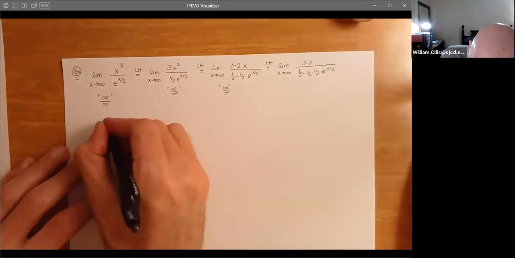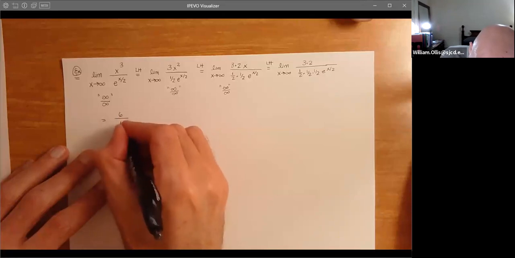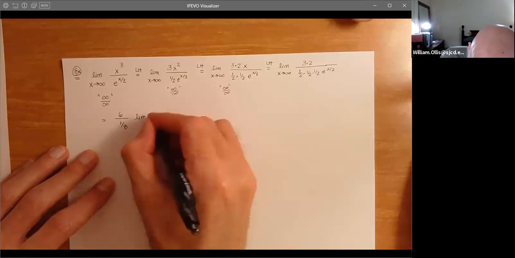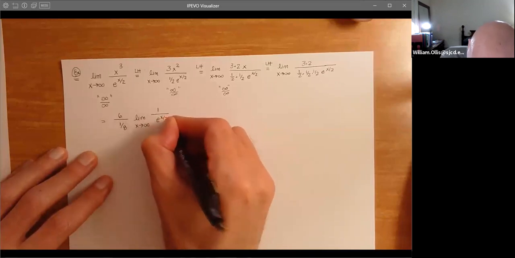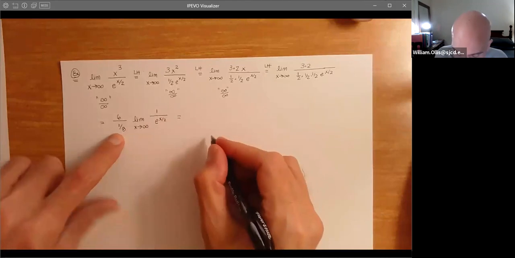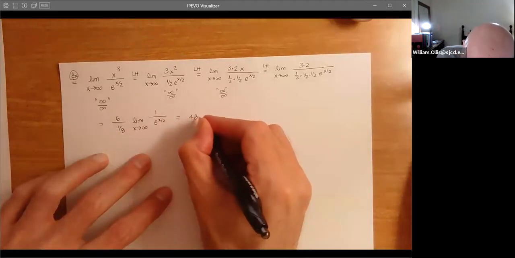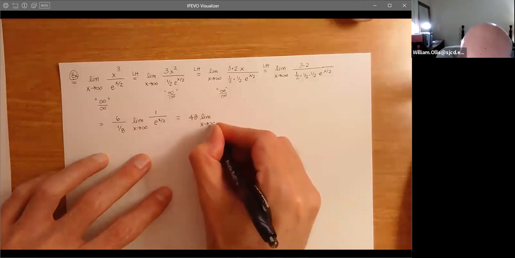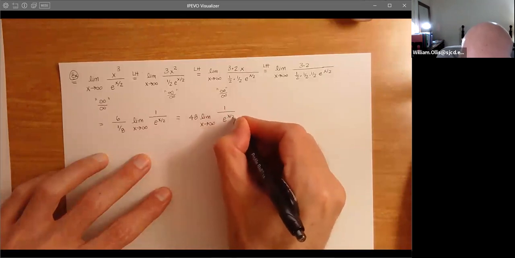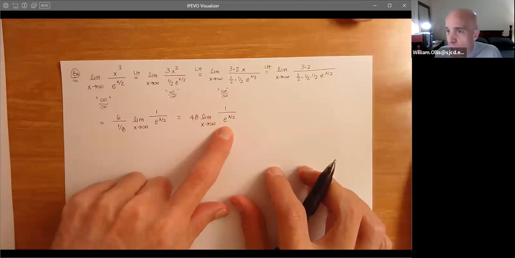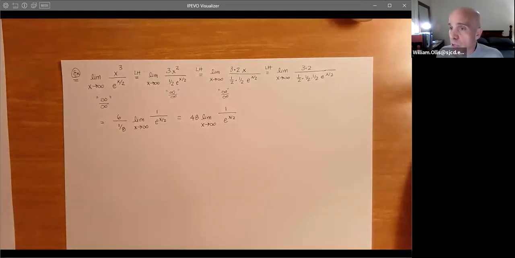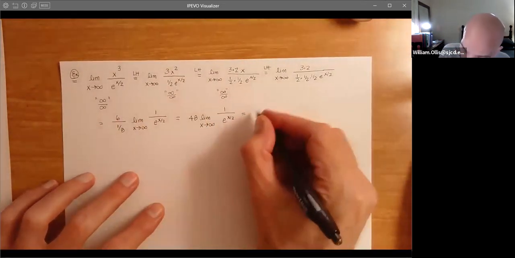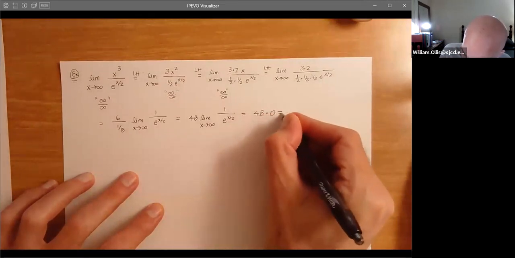Now, if you like, you can bring all the constants out. So we have 6 divided by 1/8, times the limit as x approaches infinity of 1 over e to the x over 2. You flip it over, and that's just 48 times the limit as x approaches infinity of 1 over e to the x over 2. But of course, now the numerator is constant relative to the denominator that becomes infinitely large. That is just an asymptotic result: as the denominator becomes infinitely large relative to the numerator, this function converges to 0. So we have 48 times 0, which is 0.